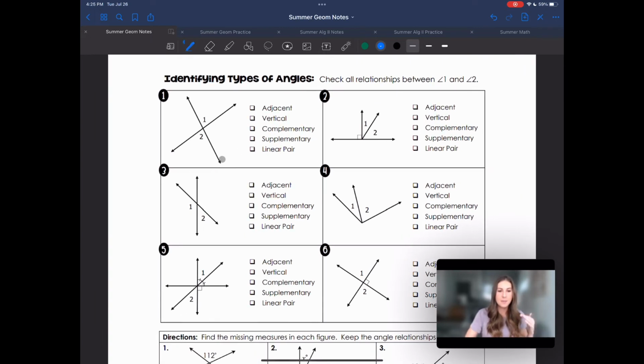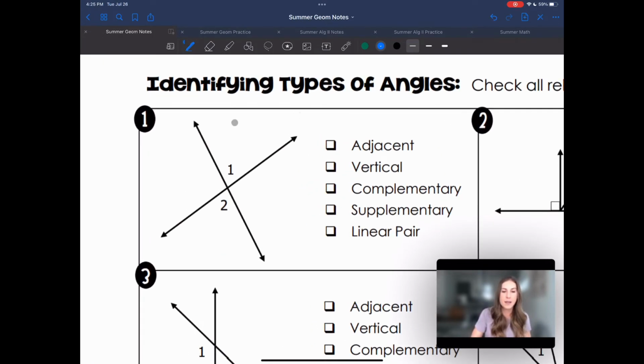Okay, 1 through 6, you're just checking off boxes. It says check all relationships between angles 1 and 2. So zooming in to 1 right here, you're given a picture with two angles and you have to check all the boxes that would apply.